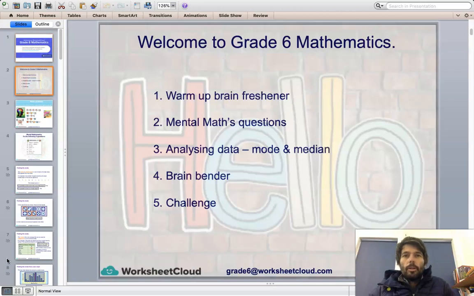Today we are continuing with the theme of data, and we're going to look at analyzing data today, and more specifically the mode and the median. We've got our warm-up and our mental arithmetic practice, as well as our brain bender and finisher on either side of that main theme. So let's have a look at our warm-up for today.